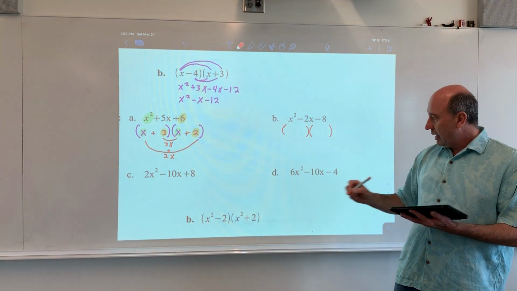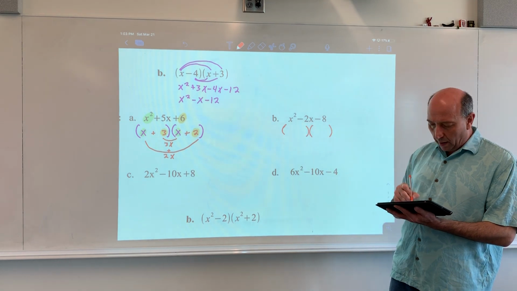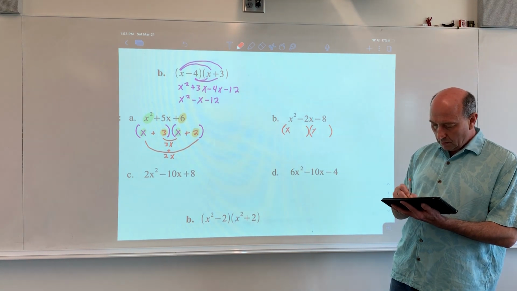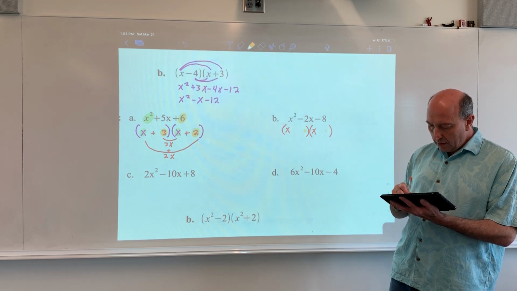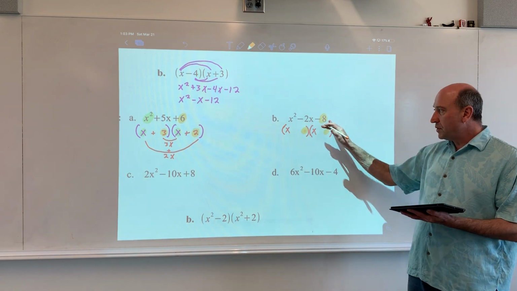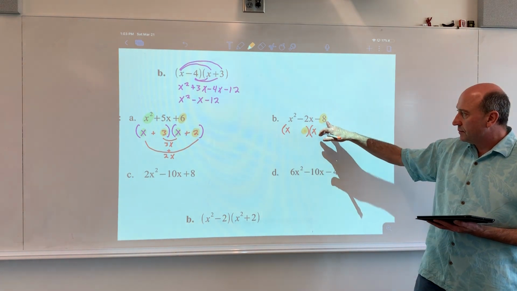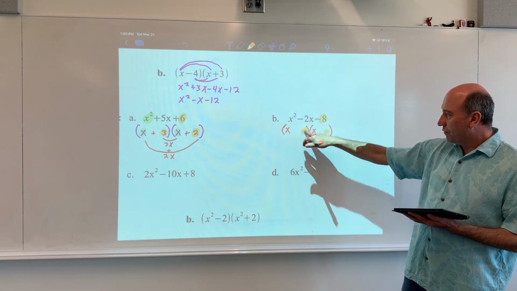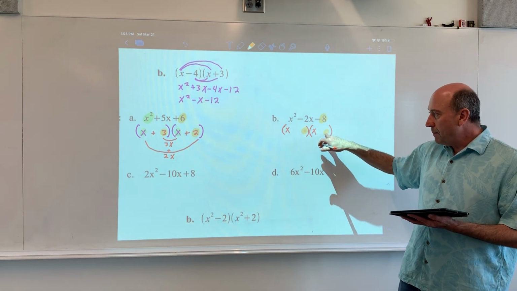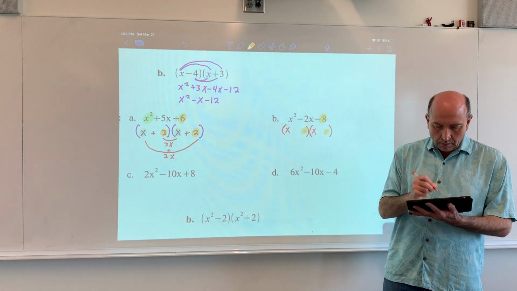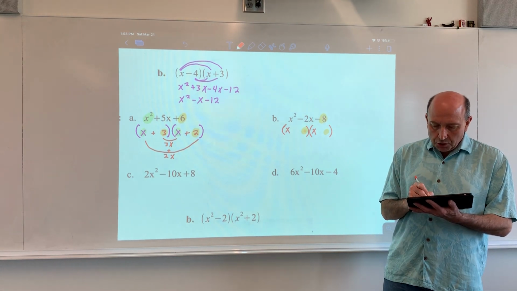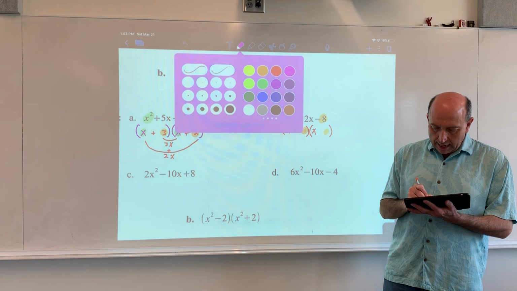All right. X times x is x squared. Now remember that this times this has to be this. Worry about the signs later. What times what is 8? 8 times 1, or 4 times 2. Now remember that we want to add to get the middle term. Okay, so I'm going to try 4 times 2.